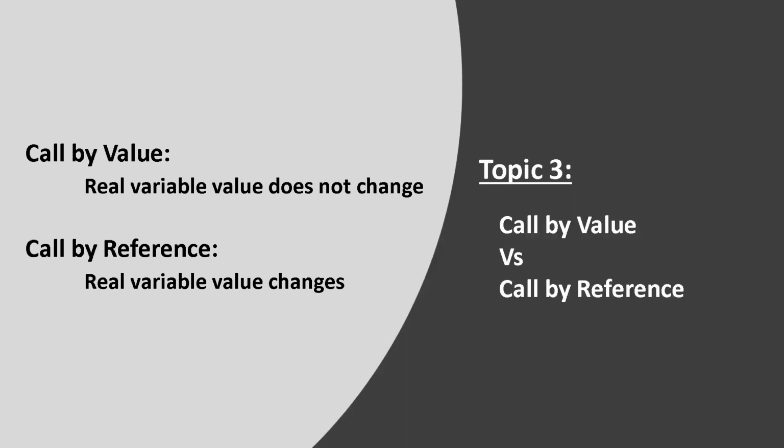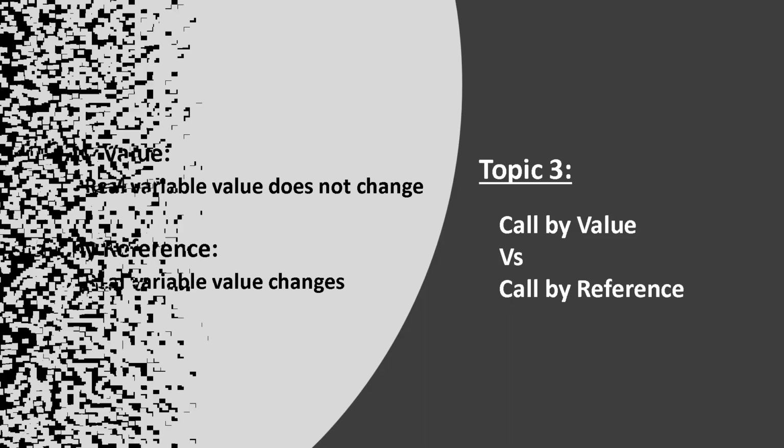So in call by value, as a summary, the real variable value doesn't change. Call by reference, the real variable value changes. And those are two sentences that you need to remember after the class ends as well. So that is the gist of this class. That is the summary. I know still the things are not properly clear.